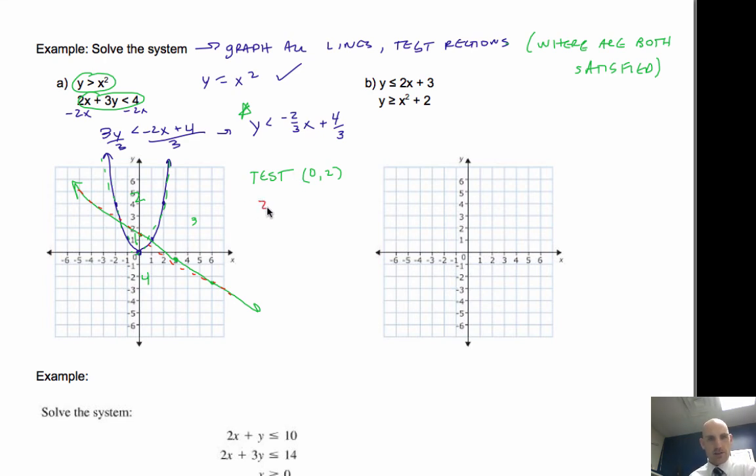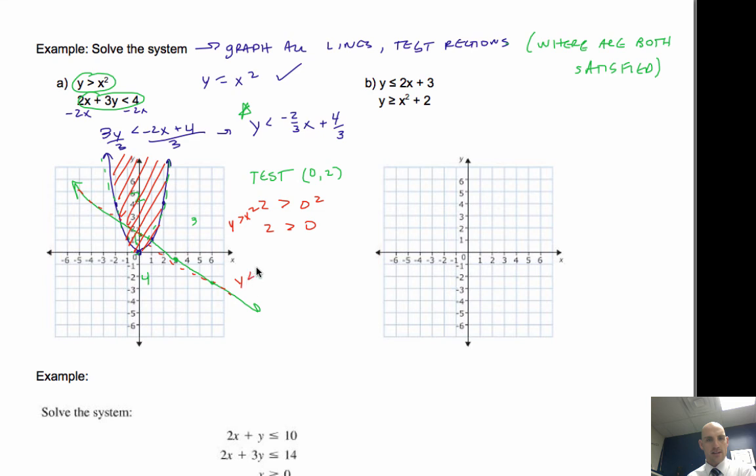So 2, is it greater than 0 squared? 2 is greater than 0 squared because 2 is greater than 0. And so I'm going to shade inside my parabola. So that's for y greater than x squared.